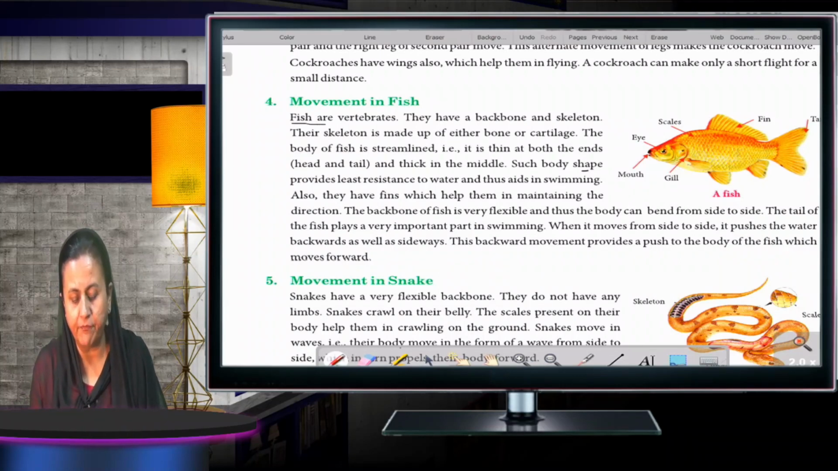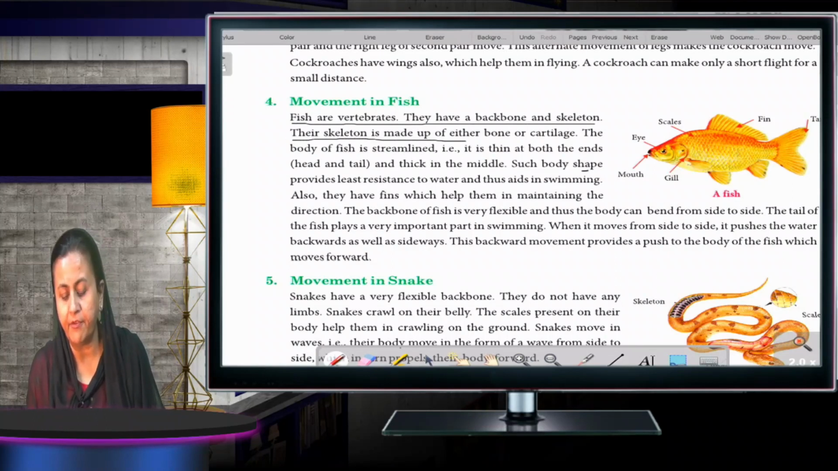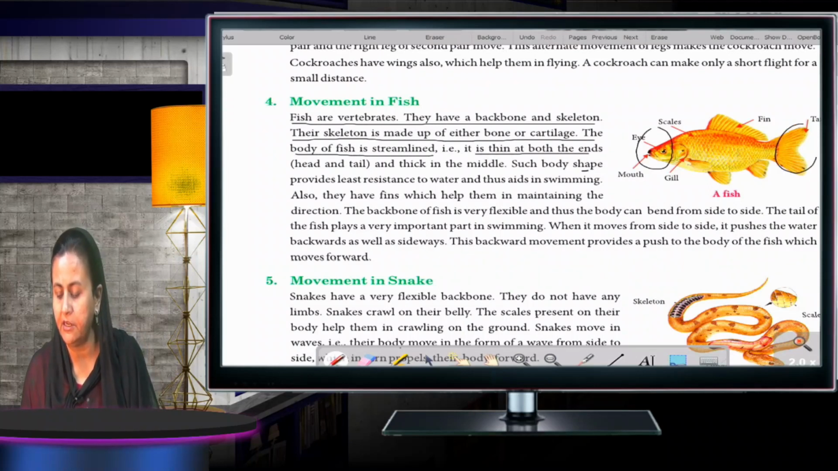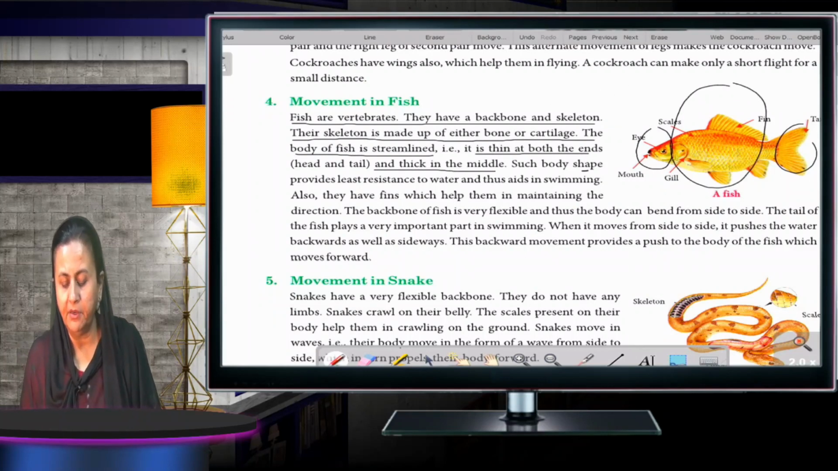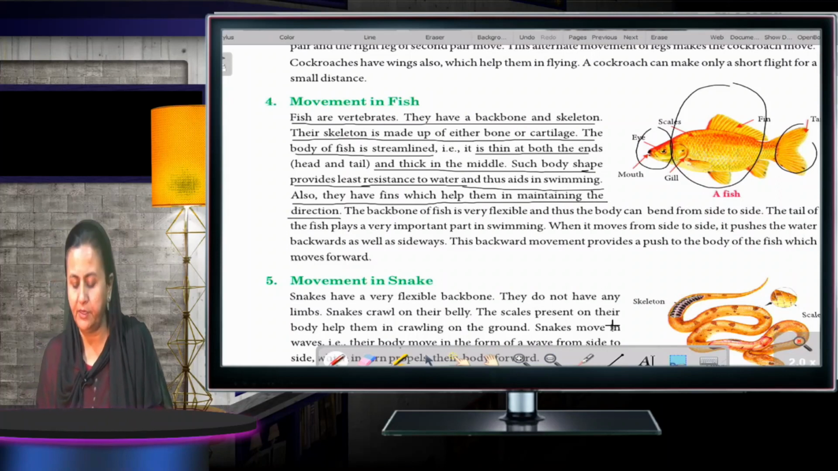Okay, fish are vertebrates, they have a backbone and skeleton. The skeleton is made up of either bone or cartilage. The body of a fish is streamlined, that is, it is thin at both the ends. Here you can see the body is thin here, but in the middle it is broad, okay, and thick in the middle. Such body shape provides least resistance to water and thus aids in swimming. Also, they have fins which help them in maintaining the direction. Now we will talk about movement in snake.